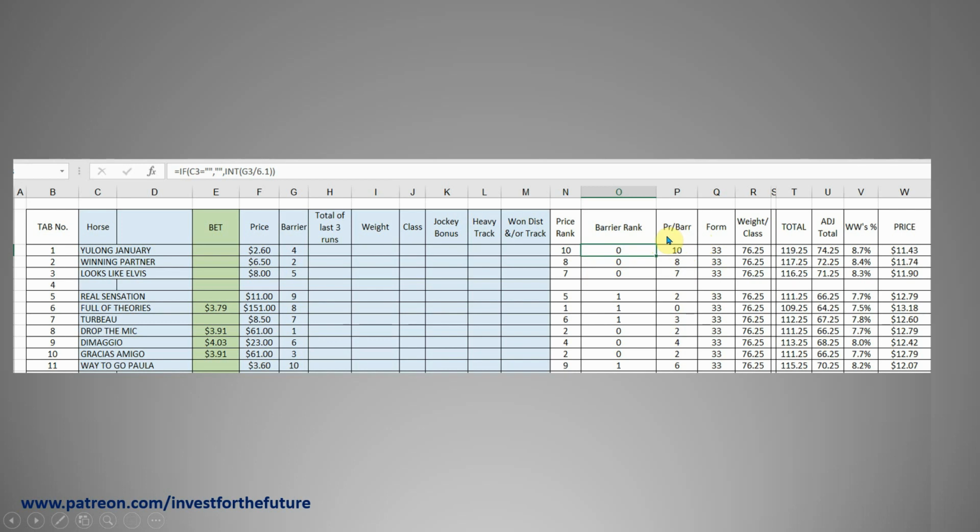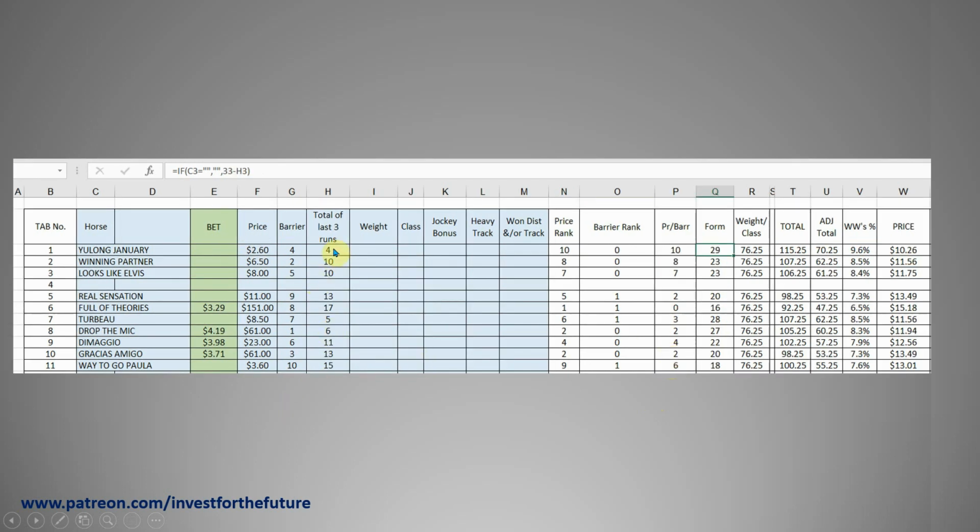So looking at this, for example, Yulong January was the favourite. It's coming out of a good barrier, and so therefore it gets 10 points. If you come down to the second favourite, Way to Go Paula, coming out of a fair barrier, while it gets a price rank of 9 for being the second favourite, the barrier ranking is 1, so saying it's only a fair barrier, and so it gets only 6 points, 7-6, if you remember how the table works. And so, having entered these two columns, we've now got a score for the price and barrier.